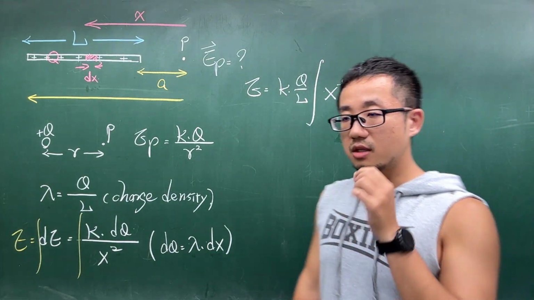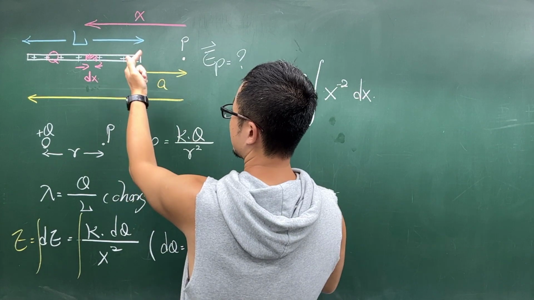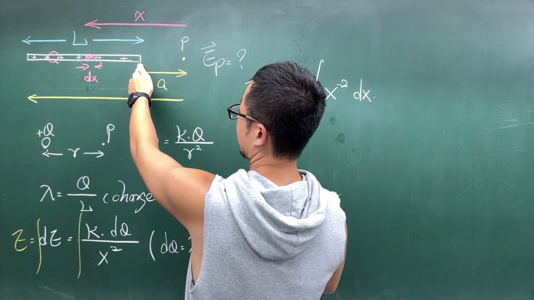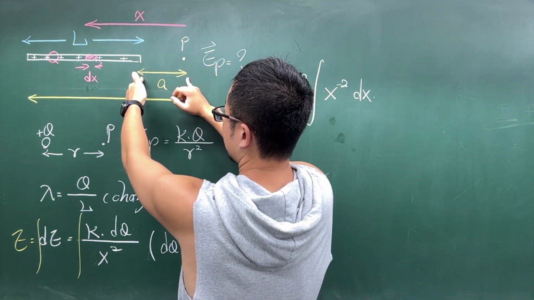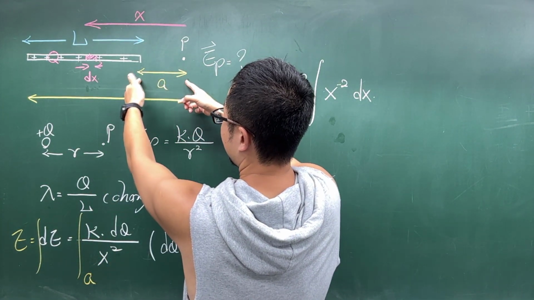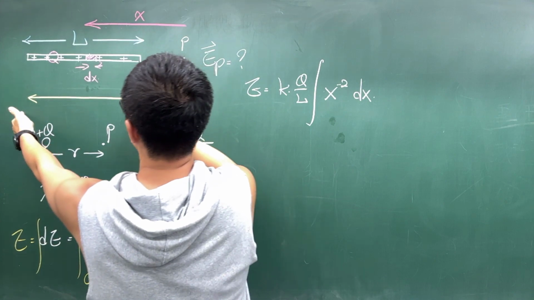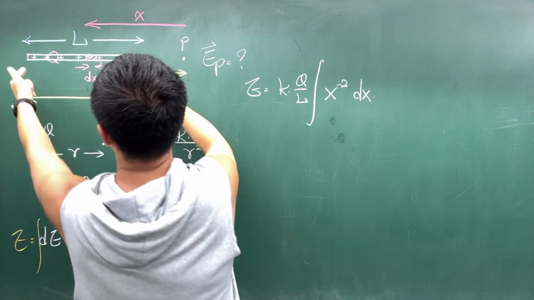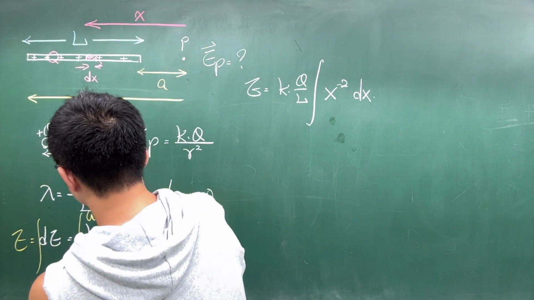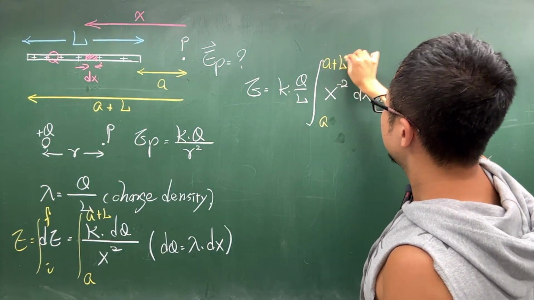Actually, you need to consider the upper and the lower limit, because I want to start from the beginning of the line charge and go to the end of the line charge. The position of the beginning of the line charge is A. So the lower limit will be x equals A, and it is evaluated up to the far end. You don't need to write a new symbol for that: it is actually A plus the length of the line charge, that is L. So it will be evaluated from A to A plus L, right? From A to A plus L.